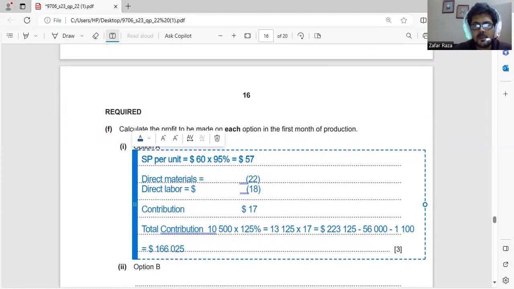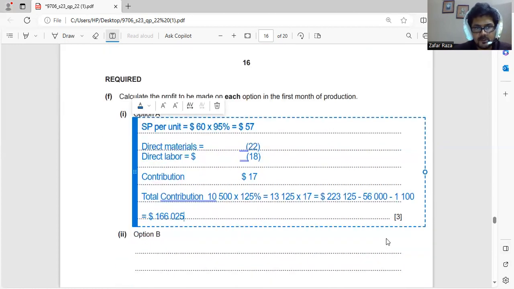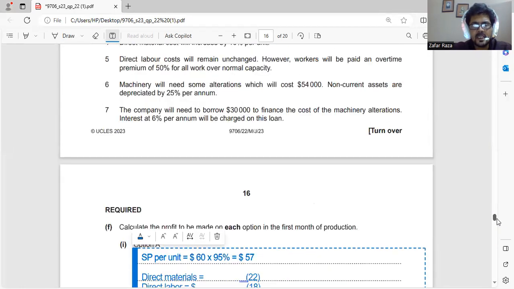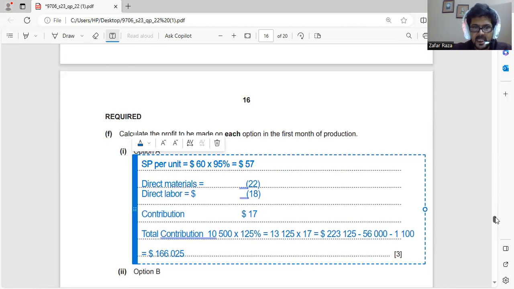It means if we adopt option A, the total profit from total contribution would increase as compared to the current situation. Currently we have a profit of, we have just calculated, how much was the profit? 154,000. Now, if we adopt option A, our profit will increase to 166,025. Now, what about option B?